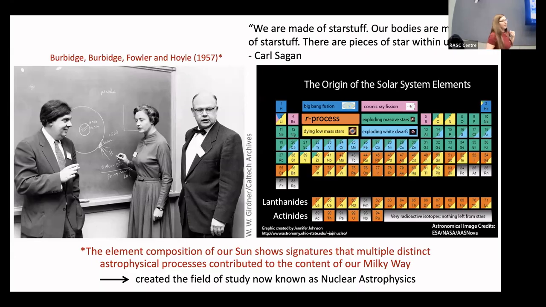Now, what they say in their paper: the element composition of our sun shows signatures that multiple distinct astrophysical processes contributed to the content of our Milky Way. So in other words, it's not just stars that are doing this. It's not just this type of star, that type of star. There are multiple different types of processes going on out there, and that is what's producing the elements. So this is what has created the field of study known as nuclear astrophysics, in which I work.